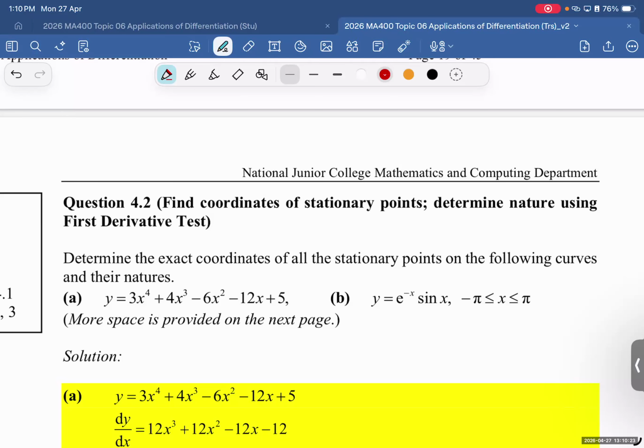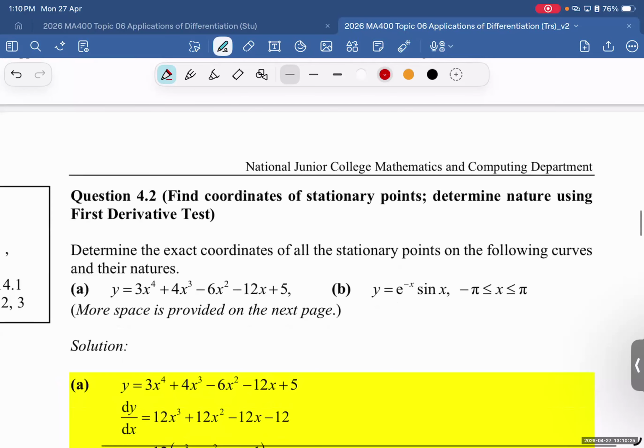You do wrongly? Never mind. No, I use this one instead of this. You must sub into this one. Okay, your coordinates are nice.